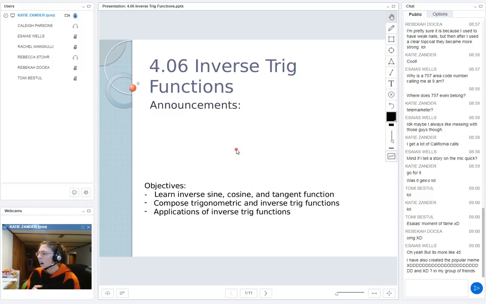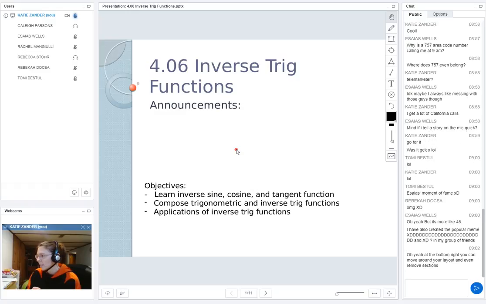All right. Were there any questions with the 4.05 stuff? So your graphs of your other trig functions besides sine and cosine? No, everything went pretty good.